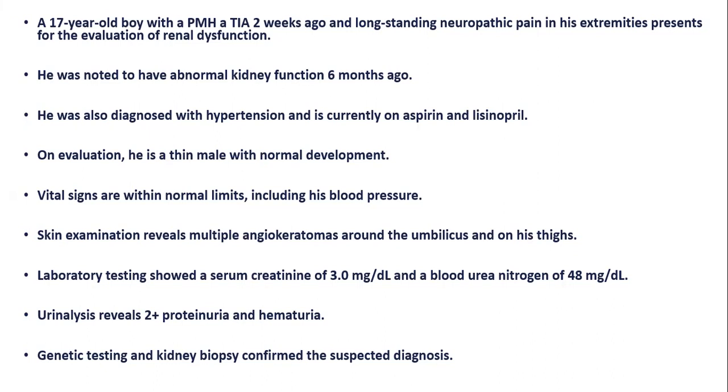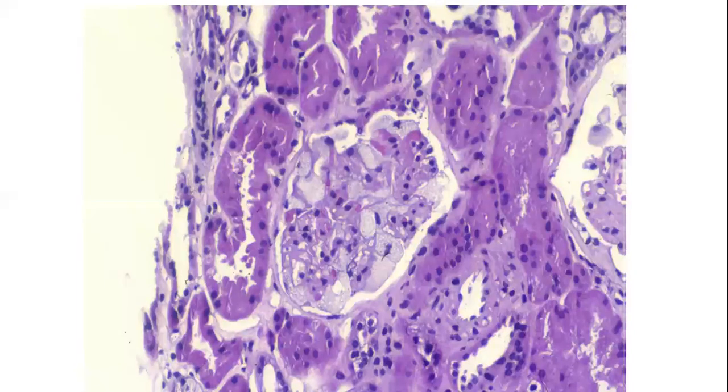Laboratory testing showed a serum creatinine of 3 and a BUN of 48, and this was consistent also with his lab about 6 months ago. Urine analysis showed plus 2 protein and some RBCs. Genetic testing and kidney biopsy confirmed the suspected diagnosis.